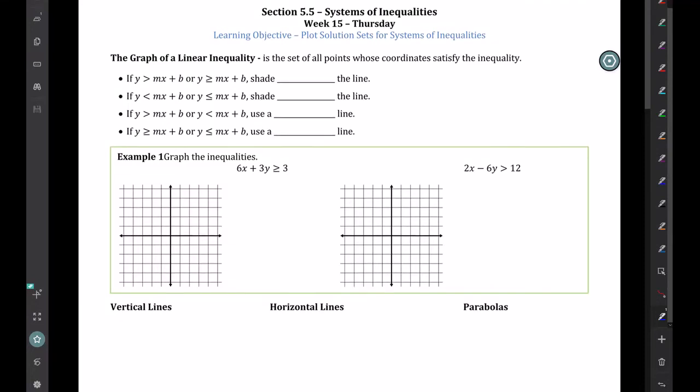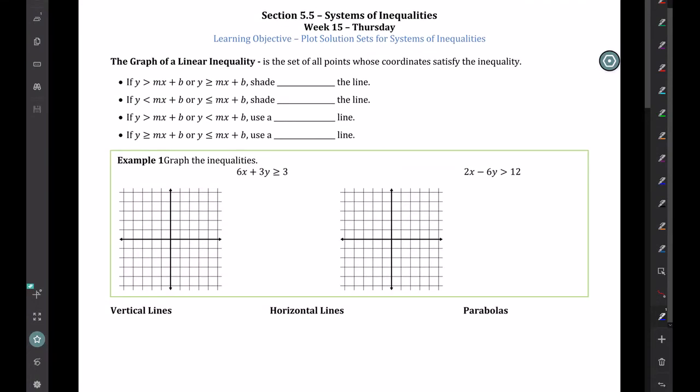Okay, now I want to talk about solving systems of inequalities. So we've been looking at systems of equations. Now we're going to plot solution sets for systems of inequalities. So it's pretty much the same thing, it's just now you're taking values greater than or equal to some linear equation. Okay, so the graph of a linear inequality is a set of all points whose coordinates satisfy the inequality.